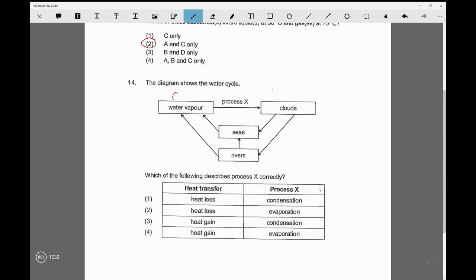Okay, water vapor is gas, clouds is liquid. So this part is condensation. Okay, condensation is when things lose heat. When water vapor lose heat, they turn into water droplets. So this is heat loss and its condensation, so it's number 1.